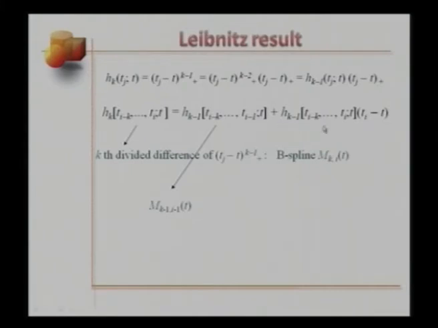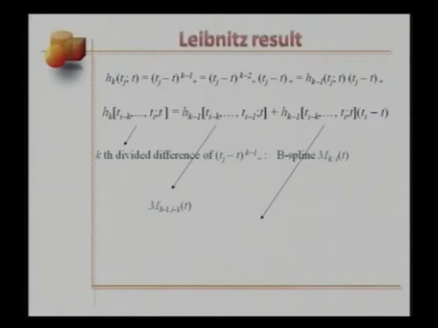How would this expression look? Now notice here that this is the kth divided difference of the order k minus 1 truncated power function. We do not know how this expression would look. It is possible for us to express this relation in terms of two divided differences, each one being a k minus 1 divided difference.